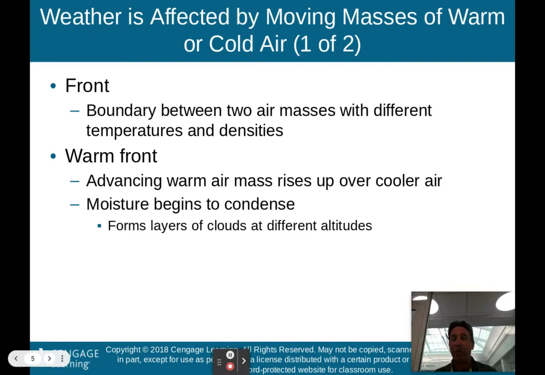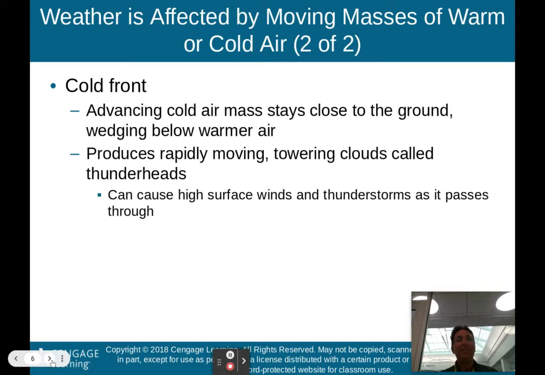One is the warm front, which is when warm air replaces cold air. So in a warm front, the advancing warm air mass rises up over the cooler air. Moisture begins to condense into clouds, and you have layers of clouds at different altitudes. And usually with a warm front, you have a long period of mainly light precipitation, either rain or snow.